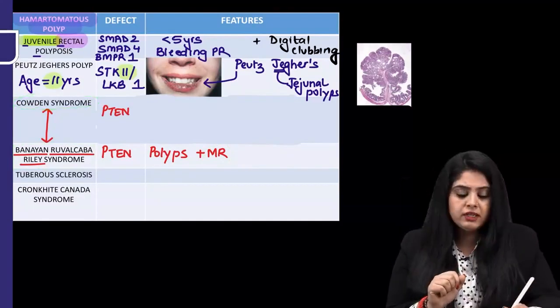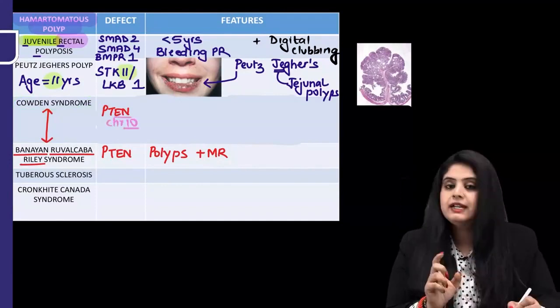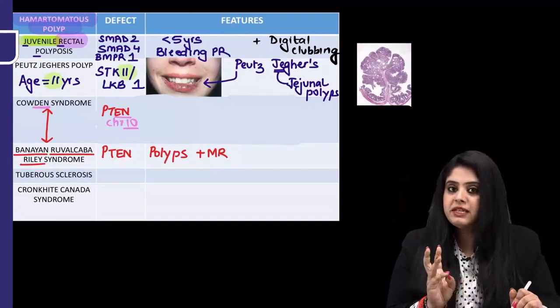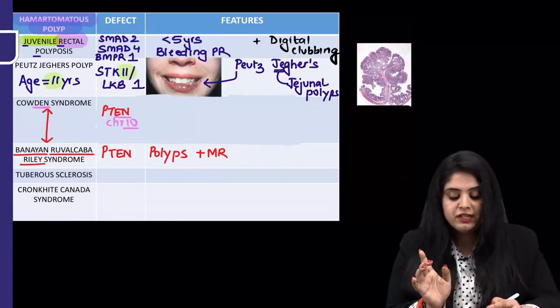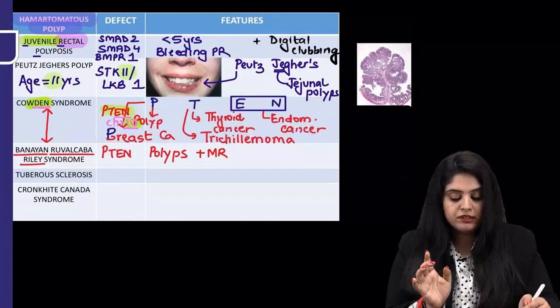Do you remember a mnemonic? P10, chromosome 10, Cowden. We used to do that 10, 10, den rhyming. P10, chromosome 10, Cowden. Where have we studied? Neoplasia chapter. So we had studied that whenever there is chromosome 10 and there is P10, the Cowden syndrome will occur. And what all does Cowden have?